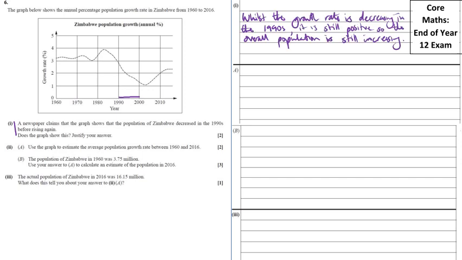Now it's important to note with this that the newspaper claim was that the graph showed this. Okay, the graph doesn't show that. It might be that the population was actually decreasing due to war, or due to famine, or due to something else we can't see from here, but this is what we can see from the graph.